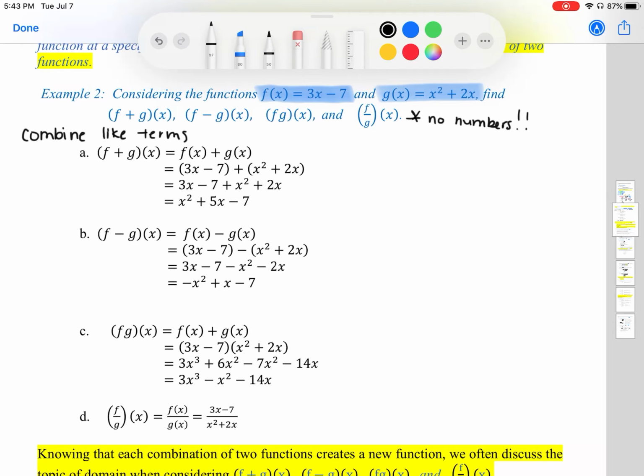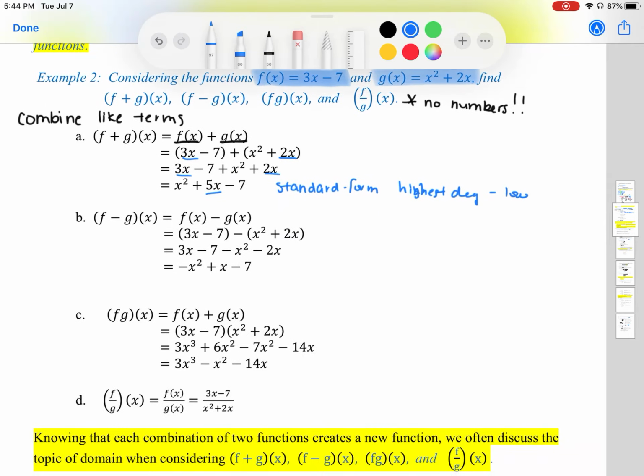So take a look. For example, we have f of x and g of x. We have f of x, which is 3x minus 7. And we have g of x, which is x squared plus 2x. And all we can really do is write a plus in between. All right, and we combine like terms from there. I see that I have an x and an x, so I can combine those to get 5x. And that's pretty much it. And from here, all I can do is make sure I write it in standard form, meaning highest degree to lowest degree.